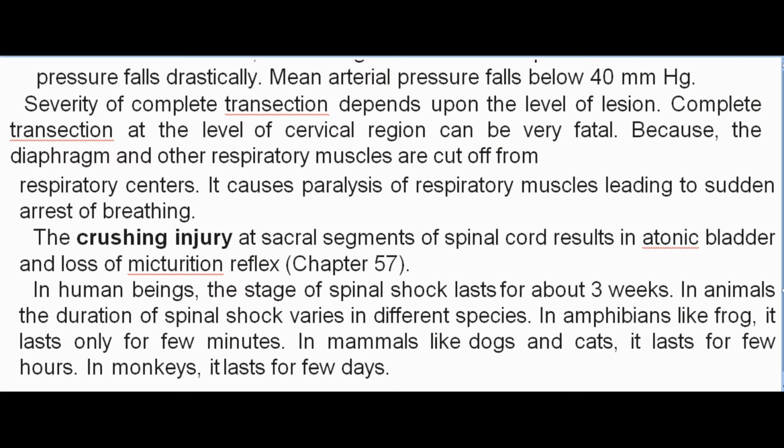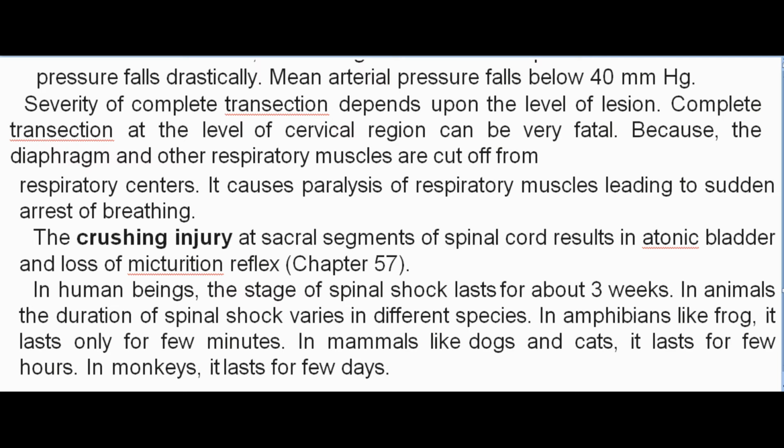Severity of complete transection depends upon the level of lesion. Complete transection at the level of cervical region can be very fatal. Because, the diaphragm and other respiratory muscles are cut off from respiratory centers. It causes paralysis of respiratory muscles leading to sudden arrest of breathing. The crushing injury at sacral segments of spinal cord results in atonic bladder and loss of micturition reflex, chapter 57. In human beings, the stage of spinal shock lasts for about 3 weeks.